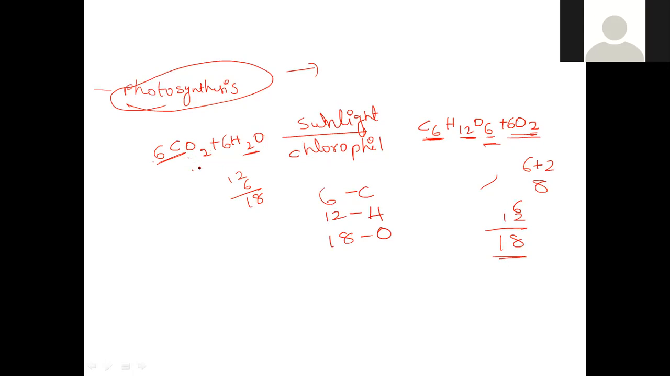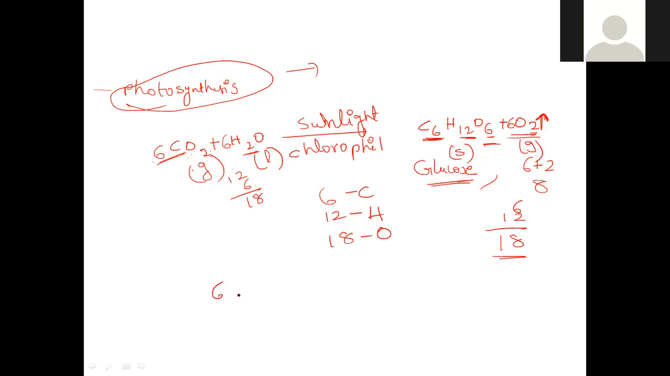Now, what is the physical state of carbon dioxide? Carbon dioxide is a gaseous substance. Water is a liquid substance. C6H12O6 is a solid substance. Oxygen is a gaseous substance. Gas evolved in the reaction is denoted with the upper arrow. And here carbon dioxide plus water gives rise to glucose, which is a carbohydrate, and liberation of oxygen molecule is possible. This is the entire balanced equation.